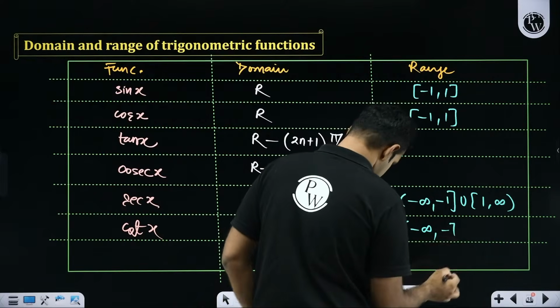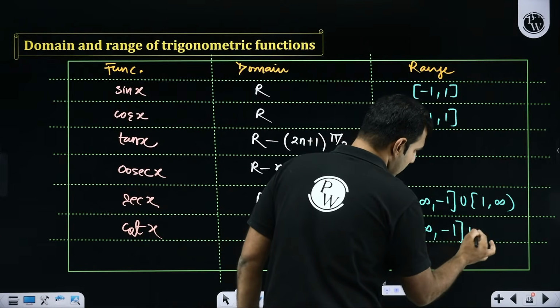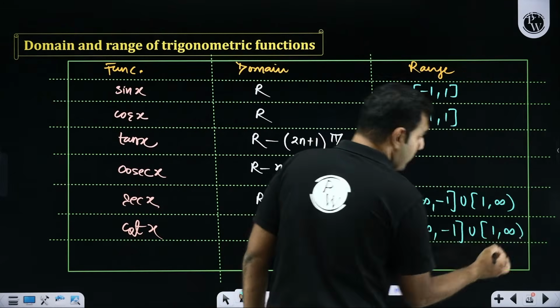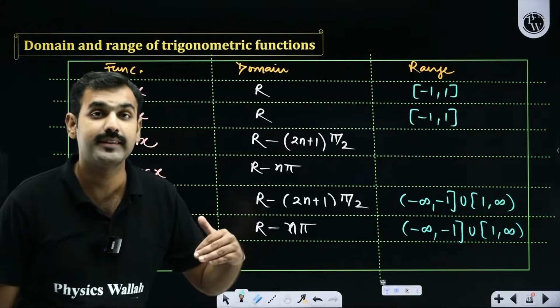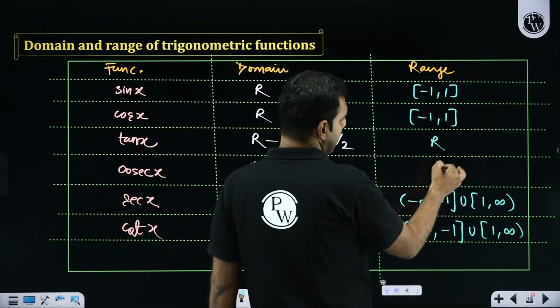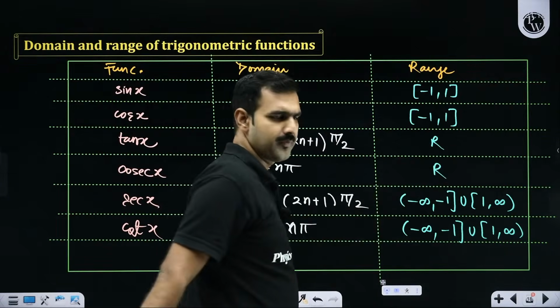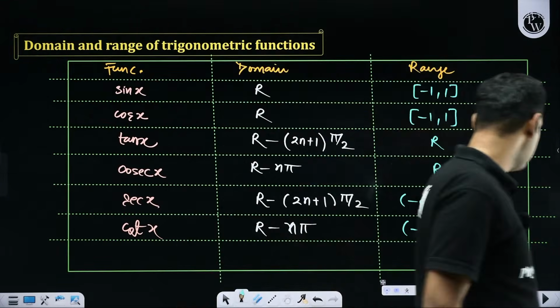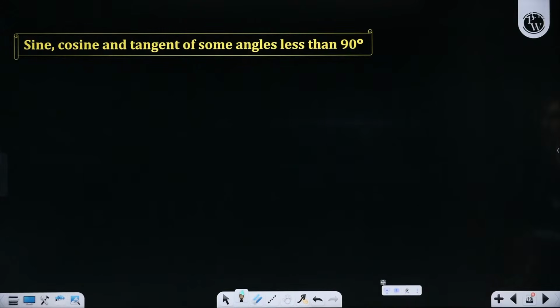Yes or no? Everybody, are you able to visualize this? What about tan and cot? They exist everywhere along the y-axis, which means tan and cot can take any real value. Everybody got it? Any queries or confusions you have, please ask.